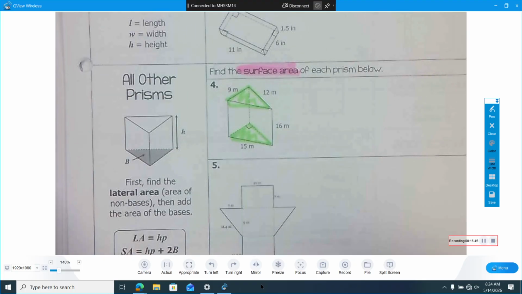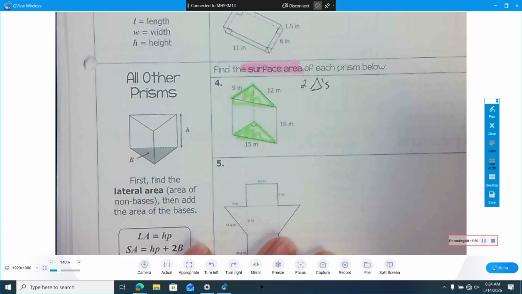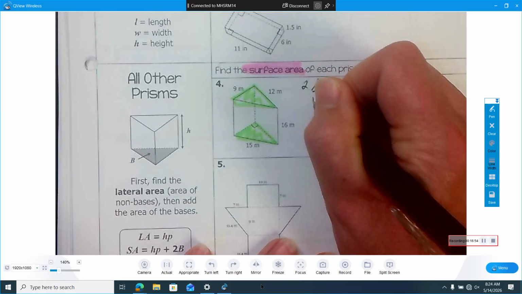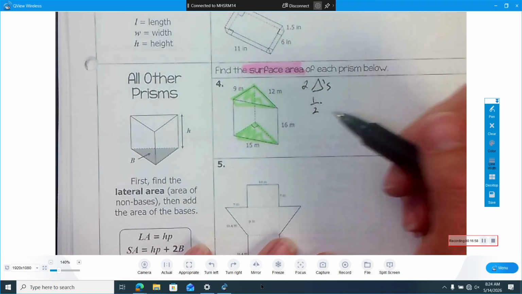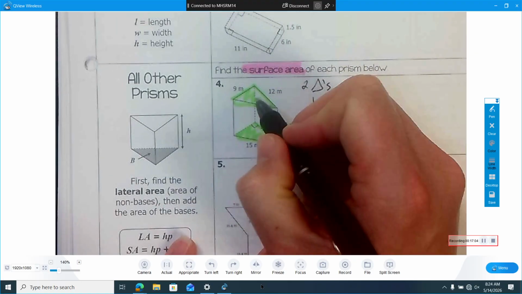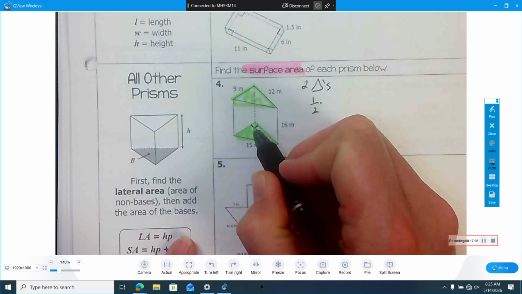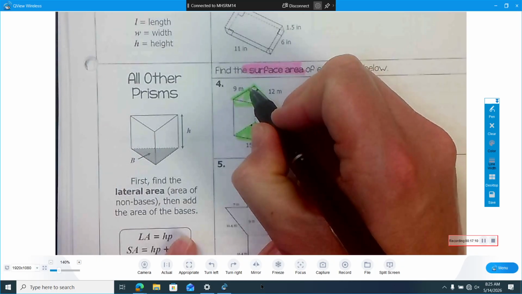So let's find the area of the triangle. We have 2 triangles. How do we find the area of a triangle? 1/2 base times height. So 1/2, and what's the base and what's the height of my triangles? 9 and 12. So you'll notice there's a right angle on that bottom triangle. That would also be a right angle on the top triangle.